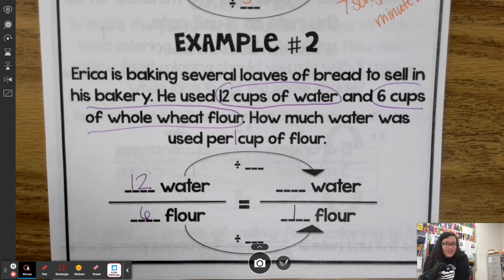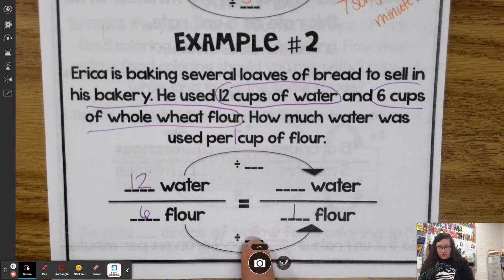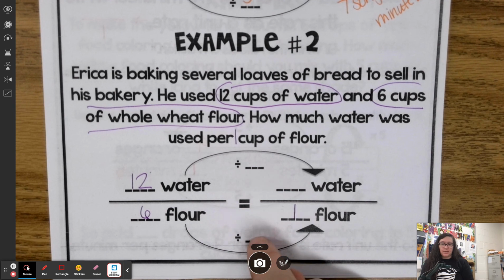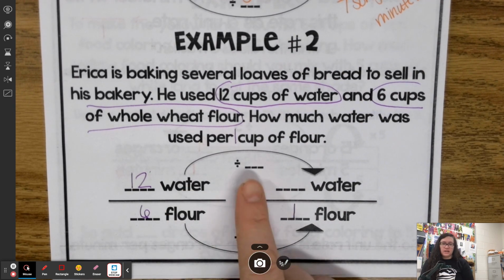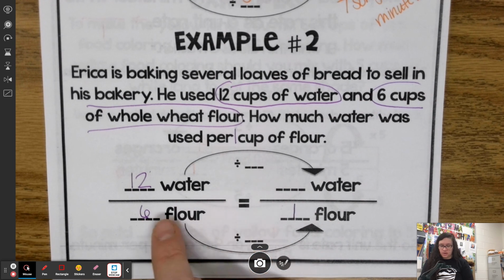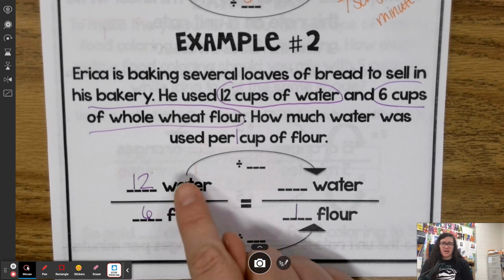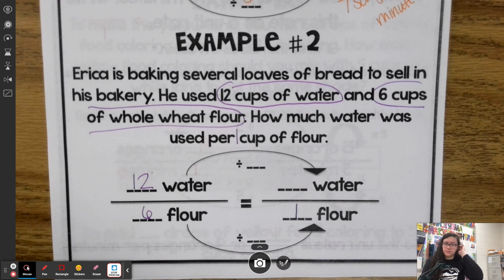So now I want you to try the next part. What number can I divide my numerator and my denominator by to simplify my fraction? What can I divide my numerator and denominator by to go from 6 to 1? And then I do the same thing from 12. Tell me, what number do you think it is?